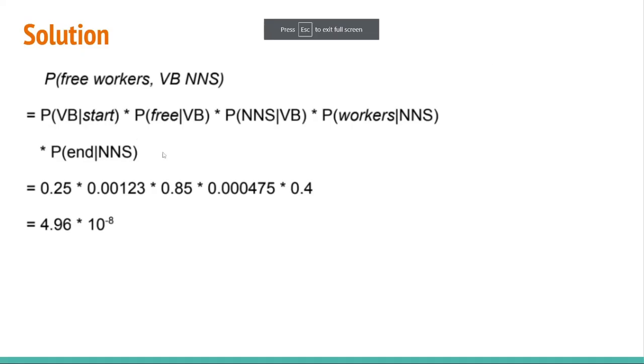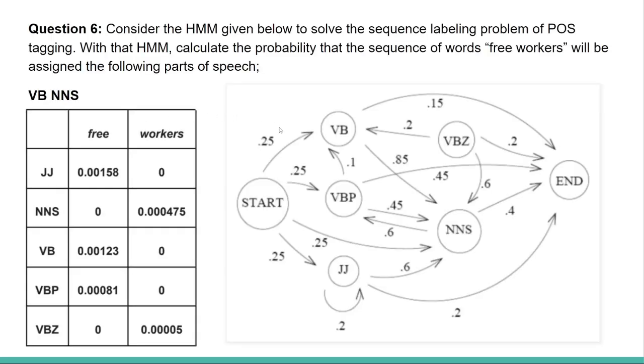Then we simply multiply the probabilities and we get the final answer. We'll just check how these values came about. We'll check the diagram in the previous slide. What is the probability of VB given start? As I mentioned, it is the probability of transitioning from the start state to the VB state. From where can we obtain that value? From here. Here we are transitioning from start state to VB state, and this arc has a probability of 0.25, and that is the value of the probability of VB given start.